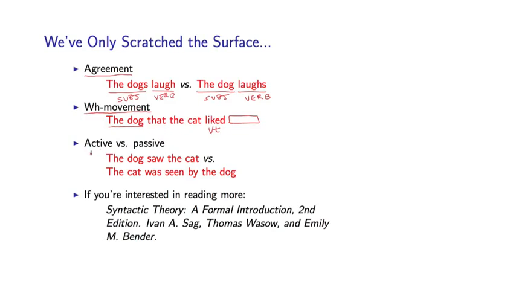Another example is something we've missed. We have active versus passive sentences. We can say the dog saw the cat versus the cat was seen by the dog. And it's really critical to somehow relate these two sentences, identify that they, in some sense, come from the same thing, or they have a very closely related meaning, perhaps even the same meaning.